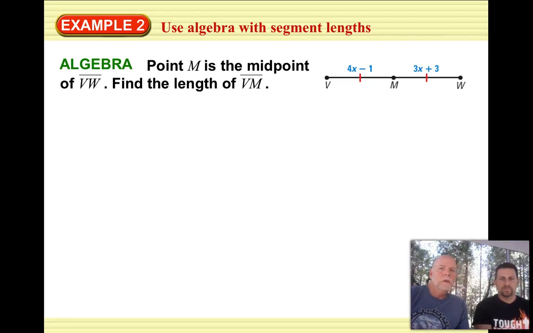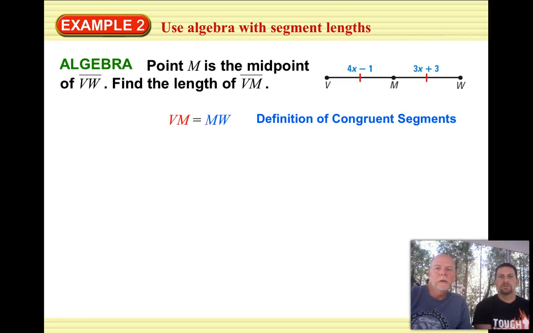Yep. And so if point M is the midpoint of the full segment VW, then they want us to find the length of VM. Well, how can we do that if we don't even know how long the whole thing is? You can just say part equals part. So we're going to set those equal to each other. VM has to equal MW, because that's what it means to have congruent segments from the midpoint.